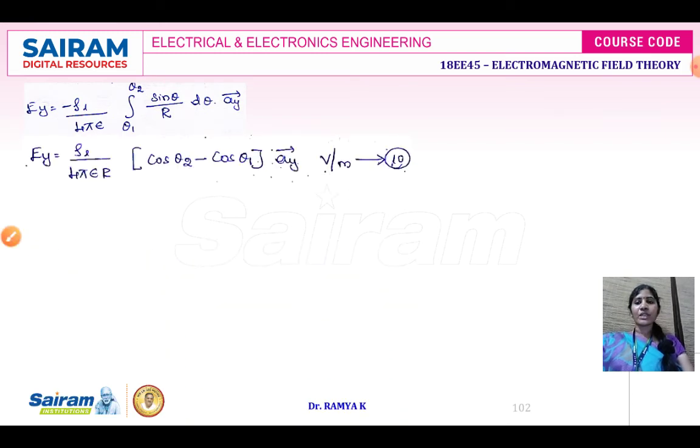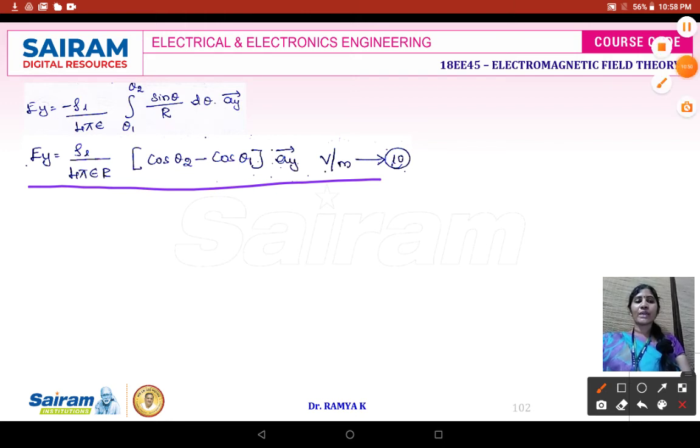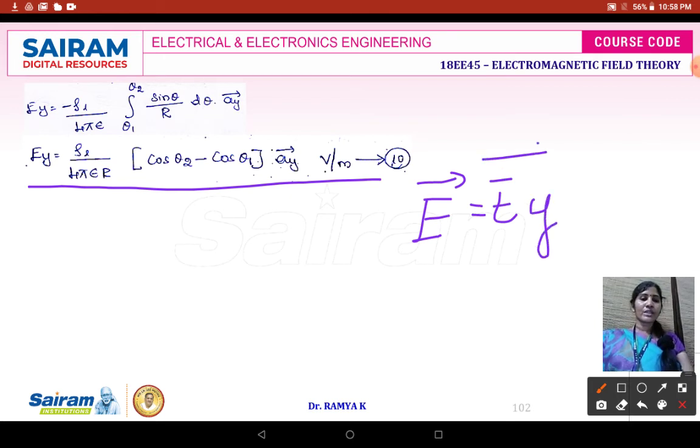After substituting, the value of electric field intensity along y-axis is found to be rho L divided by 4 pi epsilon r into cos theta 2 minus cos theta 1 into ay vector. So this is the electric field intensity along your y-axis direction. But the net electric field intensity will be the vector sum of the electric field intensity along y-axis direction and the electric field intensity along z-axis direction.